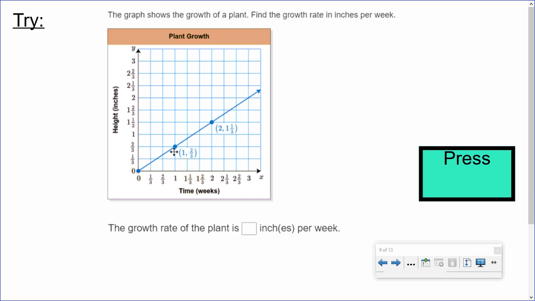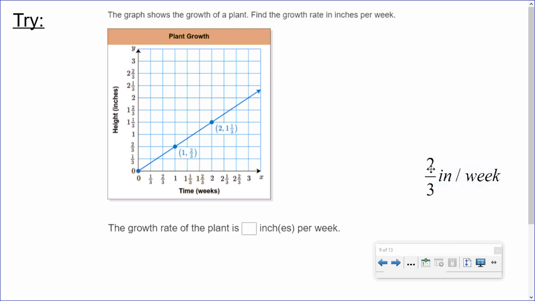I'm going to go up to the dot on the line. That's step two. And now I'm going to turn left and go to the y-axis right here, which is the height in inches. And over here it says 2/3. So I'm going to type in here, the growth rate of the plant is 2/3 inches per week. So that'll be my answer, 2/3. And there you go, 2/3 inches per week.